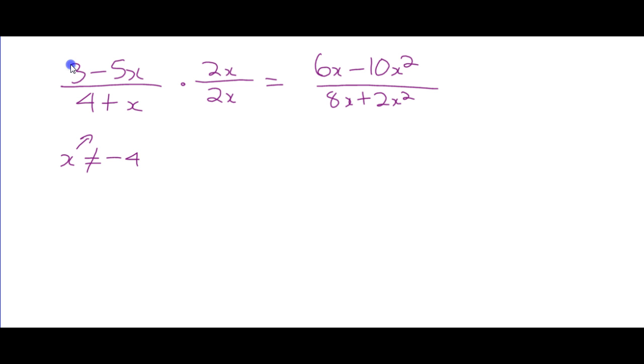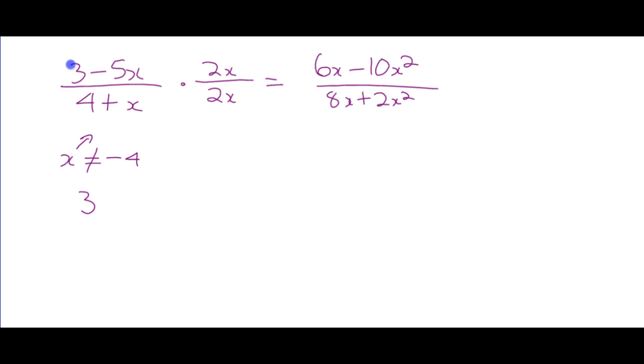Now, when you're trying to determine this on a test or a quiz or the diploma, really it's just saying, how do I go from 3 - 5x to 6x - 10x²? Oh, I'm going to multiply by 2x. If I do that to the denominator, will I get this new denominator? If the answer is yes, then they are equivalent.